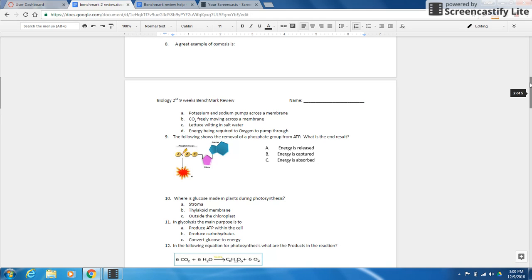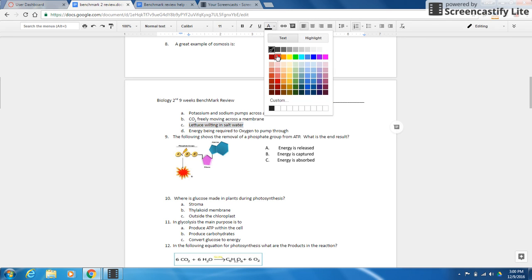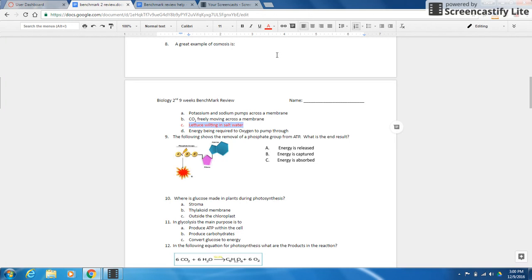So it does say salt, but we're still moving water. So that would be the best answer just by process of elimination because it talks about needing water. And that will be that. And then energy, D, being required to pump is not okay because osmosis is passive and it requires no energy whatsoever.